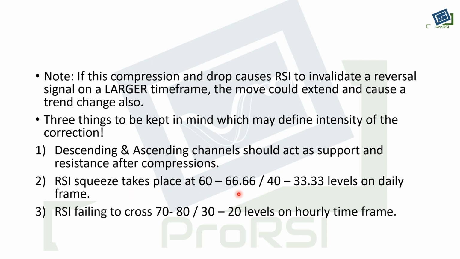So RSI squeeze takes place at 60, squeeze and compression are the same thing, 60-66 levels and 40-33 levels on daily time frame. Basically, if you are looking at the daily time frame, it will be near the 66 levels and 33 levels, meaning into deep overbought or deep oversold levels. And if this occurs on the daily time frame, and when we see that RSI is failing to cross the 70, 80 and 20, 30 levels on the hourly time frame, then this will be a sure short type of correction move that may come. Just keep in mind. We'll see some practical scenario now.